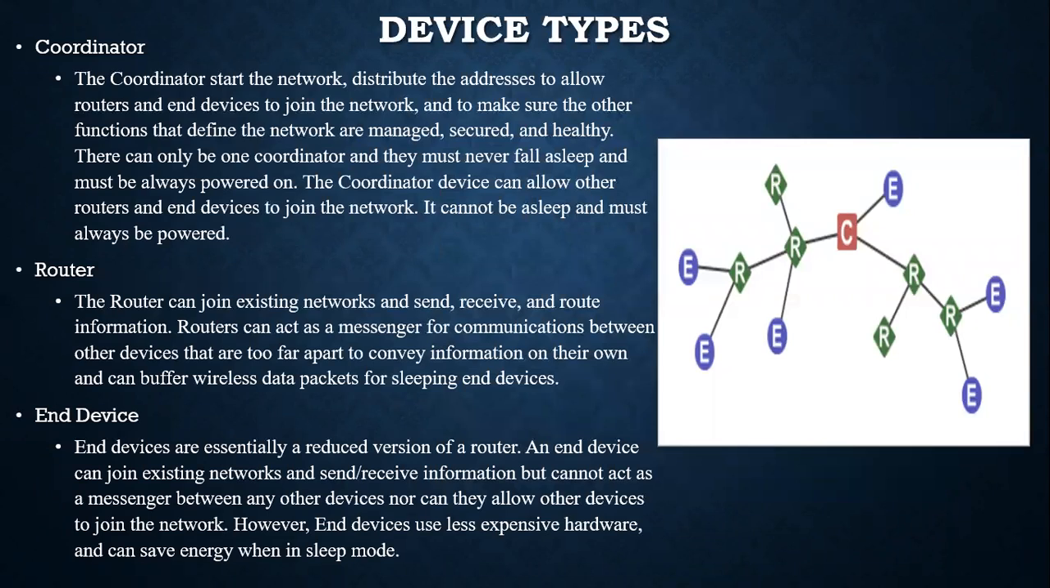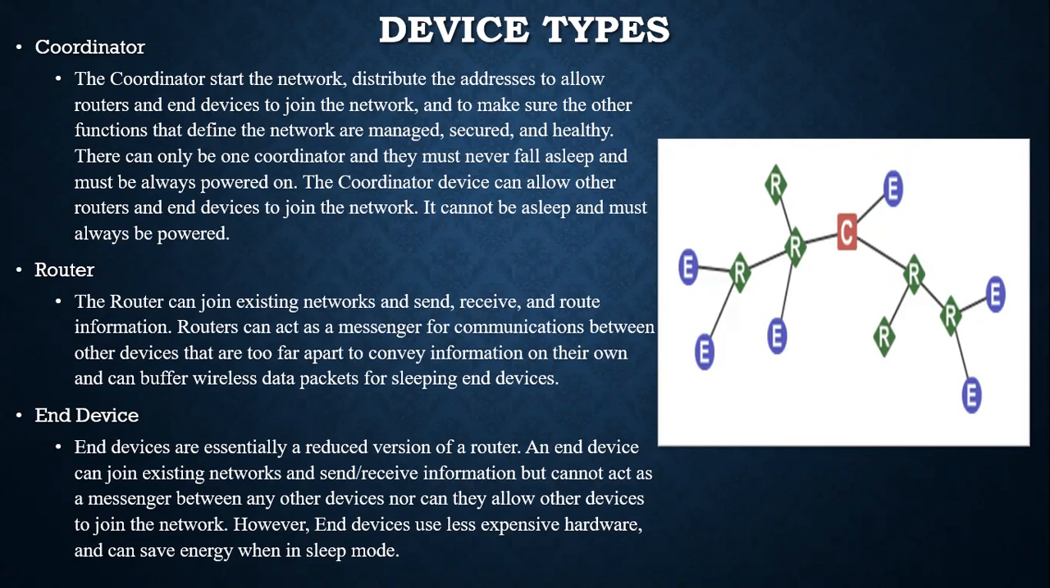Just a very quick definition of the coordinator, router, and end devices. These are the device types that we'll be using to manipulate the network. The coordinator is used to allow routers and end devices to join the network. It is the boss, in charge of making sure that everything is secure, managed, and all networks are healthy, no viruses whatsoever. The router is used to join existing networks to send and receive information. It acts as a messenger for other communication devices, in order to communicate the packets that are needed for the coordinator.